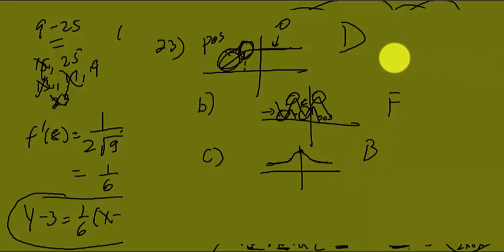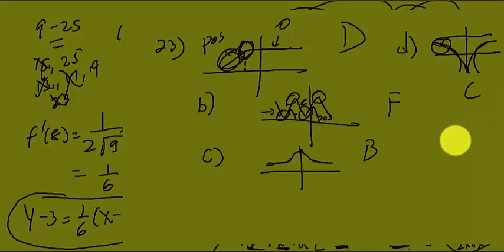Okay, so the next one, D. The D looks like this. You have a horizontal asymptote and you have a vertical asymptote. Are they connected? At 0. So now what's happening is it's flattening out. The slope is getting close to 0 to the left and the right. Which one has slope that's getting to 0 on the left and the right? That is C. That's what's left, right? Okay, C.